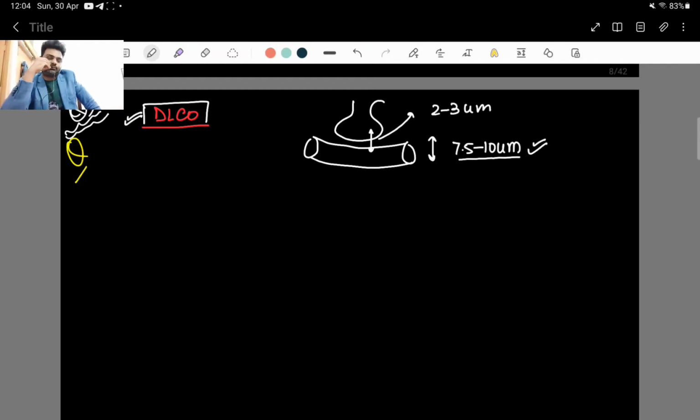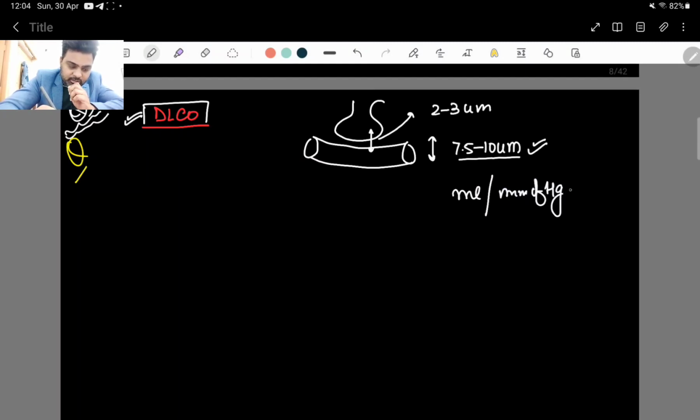So now what will happen? What is DLCO? It is the amount of gas which travels through the alveoli and the basement membrane and reaches the pulmonary capillary per unit pressure per unit time. Again, I am telling what is DLCO. It is the amount of gas in ml which travels from the alveoli to the pulmonary capillaries per unit pressure per unit time. So its unit is ml per unit pressure and per unit time, that is minute.